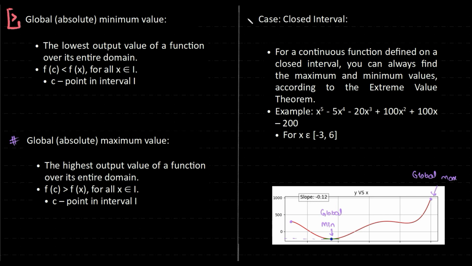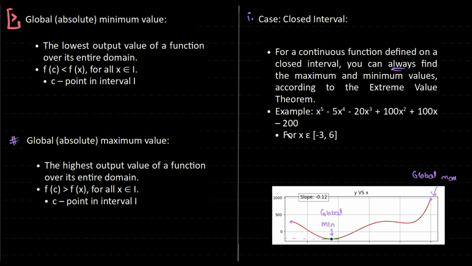Now I have a very specific case, it being closed and open interval. You guys know the idea of closed and open interval. So why we need this when we talk about global minimum and maximum value is the following. We need to understand this, because when it comes to a closed interval, when we talk about a continuous function, we will always be able to find the minimum and maximum value. This is as per the theorem called the extreme value theorem.